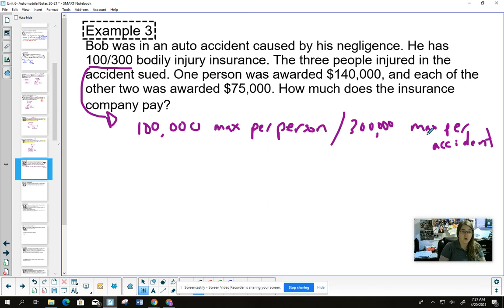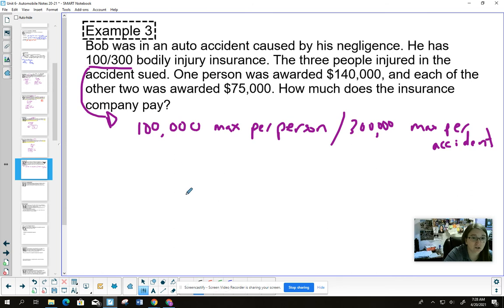So here's what we have to do. We have to look at each individual person, and then we can look at the accident as a whole. It is possible that underneath this little requirement, $100,000 most per person, that each person could be covered just based off that. But when we look at the accident as a whole, not everything is covered. So we're going to have to look at that here.